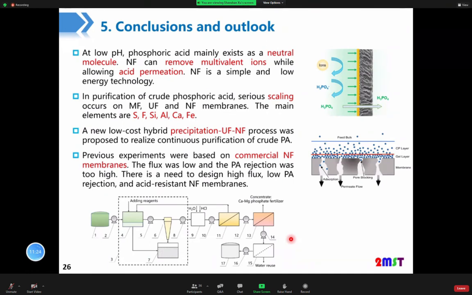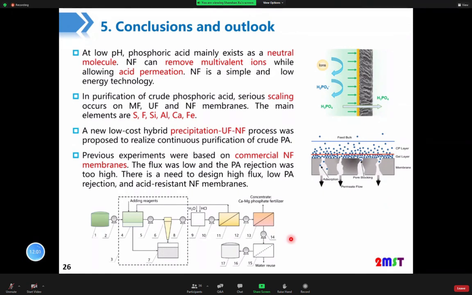In the purification of crude phosphoric acid, serious scaling occurs on microfiltration, ultrafiltration, and nanofiltration membranes. The main elements are sulfur, fluorine, silicon, aluminum, calcium, and iron. A new low-cost hybrid precipitation, ultrafiltration, and nanofiltration process was proposed to realize continuous purification of crude phosphoric acid.